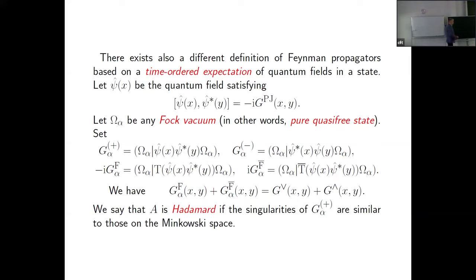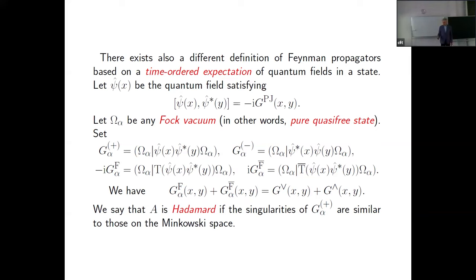Suppose you have a quantum field on a space-time. It is quite clear how to define an algebra of quantum fields. I'm not going to discuss this, but let me just say that for these fields the commutator should be given by the Pauli-Jordan propagator, which is the difference of the forward and backward propagator, which is well defined. No problem. Now suppose you have a Fock vacuum, in other words, a pure quasi-free state.